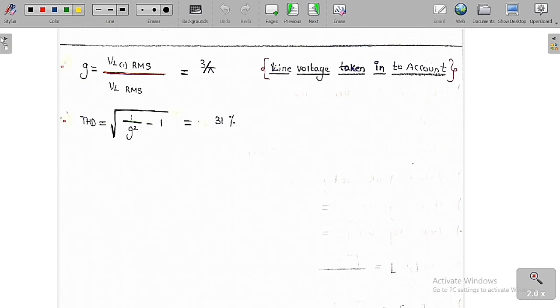simply substitute n is equal to 1. So 4 Vs by pi into sine of pi by 3 by square root of 2. If we simplify, finally we are going to get 3 by pi. So the line voltage is taken into account, means we are going to take the line voltage.